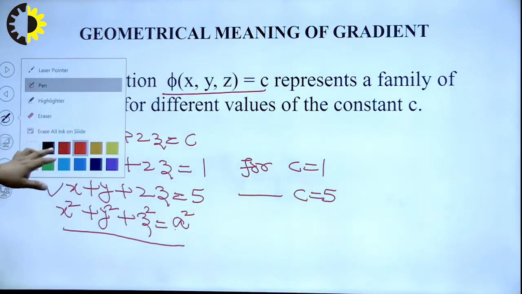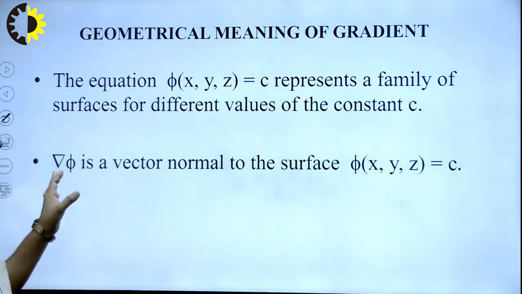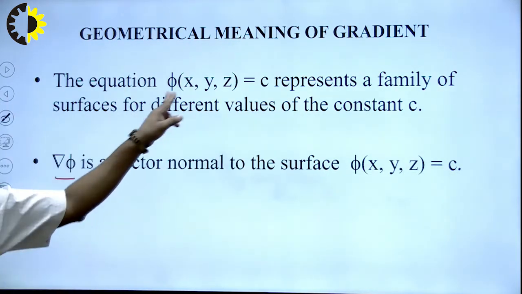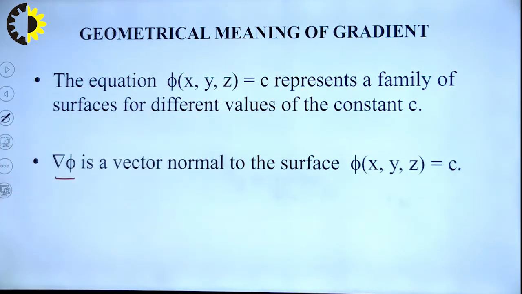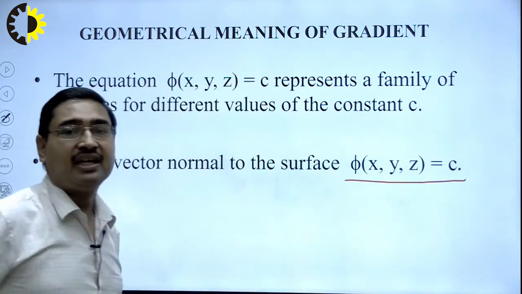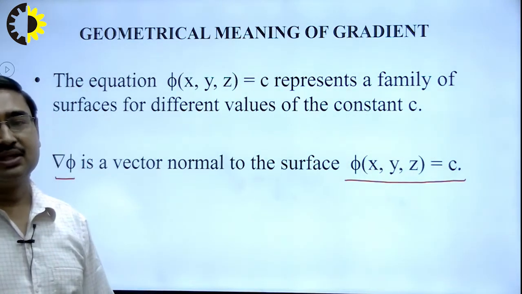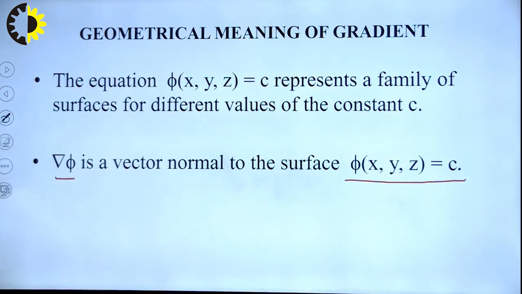Now, if I calculate del phi for the function phi x y z, then it will give normal vector to the surface phi x y z equal to c. That is, del phi is a vector normal to the surface phi x y z equal to c.